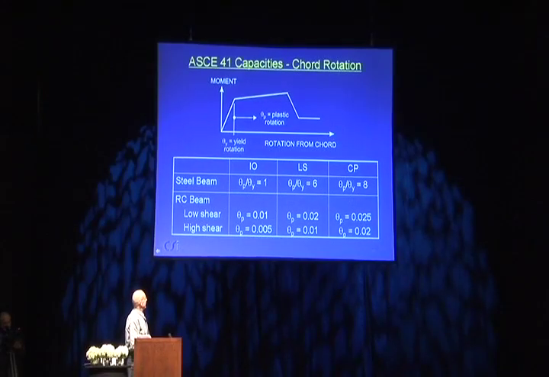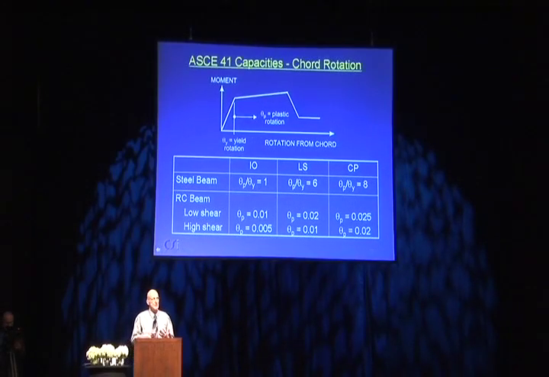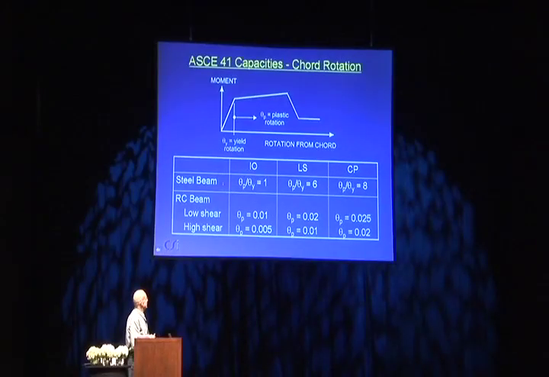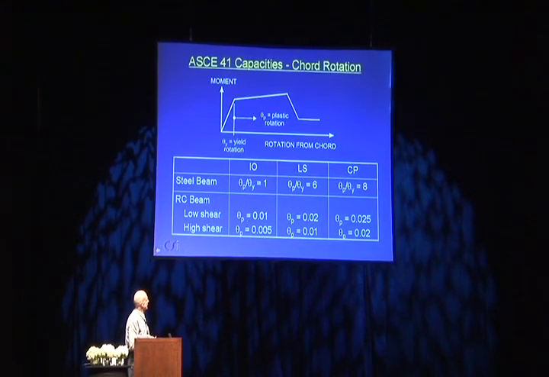Reinforced concrete beam is a little more complicated because it's a common sense thing: if you have a high shear force at a plastic hinge, that hinge is going to be more brittle than a hinge which has got a low shear force. So it's going to have a smaller capacity. So if you have low shear, the ASCE 41 now gives you this as a total value in terms of rotation, not as a ratio. 1% for IO, 2% for LS, and 2.5% for CP if you have low shear, and rather smaller than that if you have high shear.